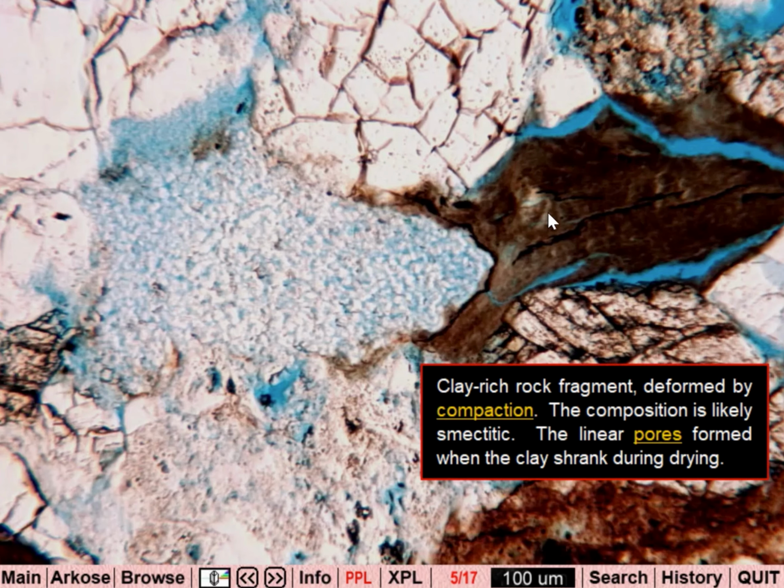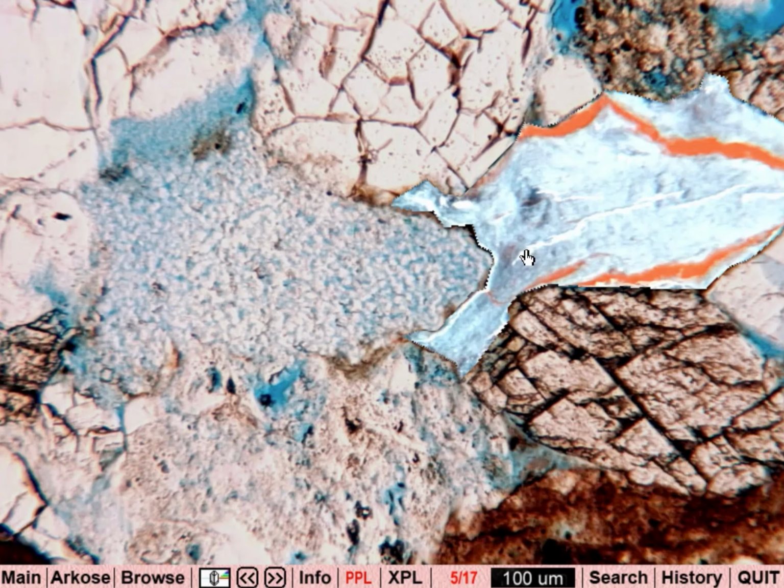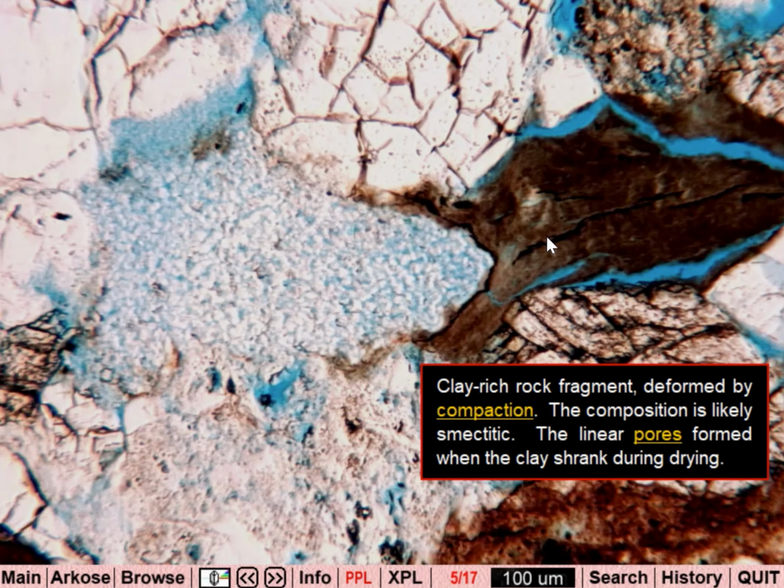And here, this is an interesting grain. I'll let you read about it. Okay, so we're seeing a cleavage here, but we're also seeing signs of the compaction because this sediment is compacted as it's lithifying.